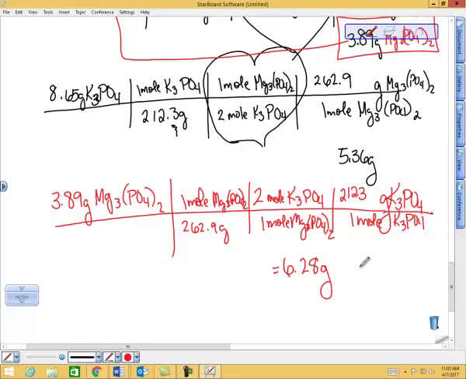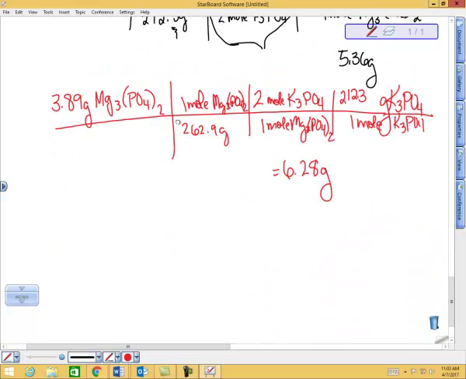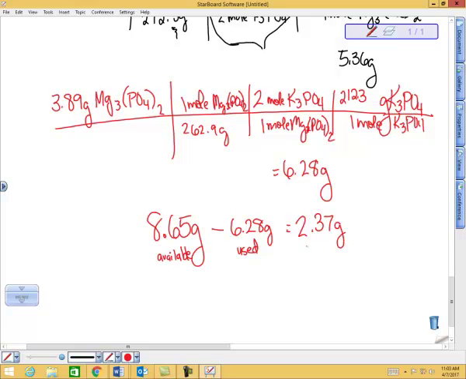So what does that represent? How much was needed to make that precipitate. But we had 8.65 grams available to us, and we only needed 6.28 grams of it. So you just subtract to figure out how much is left over: 8.65 minus 6.28. 2.37 grams is left over.